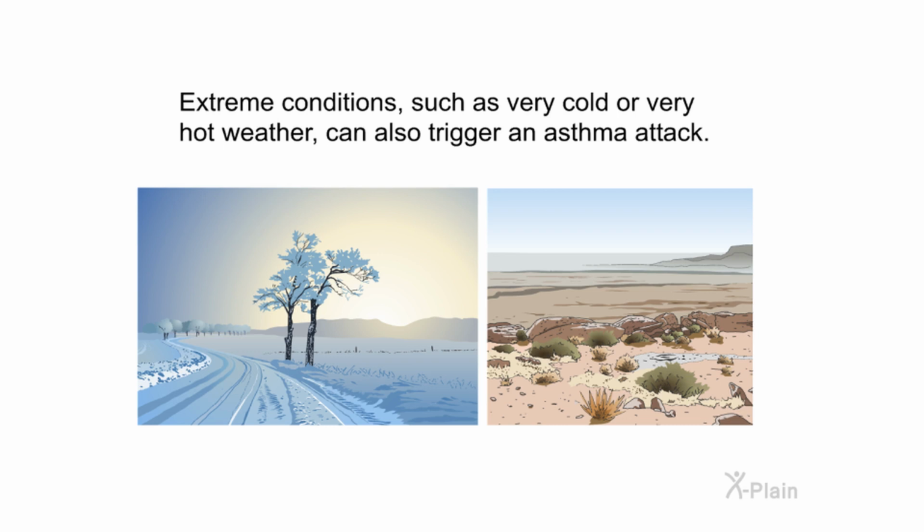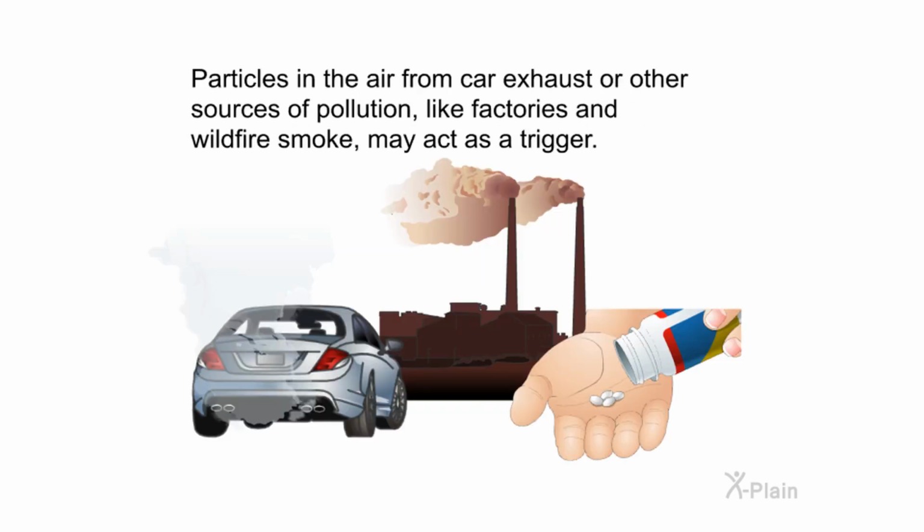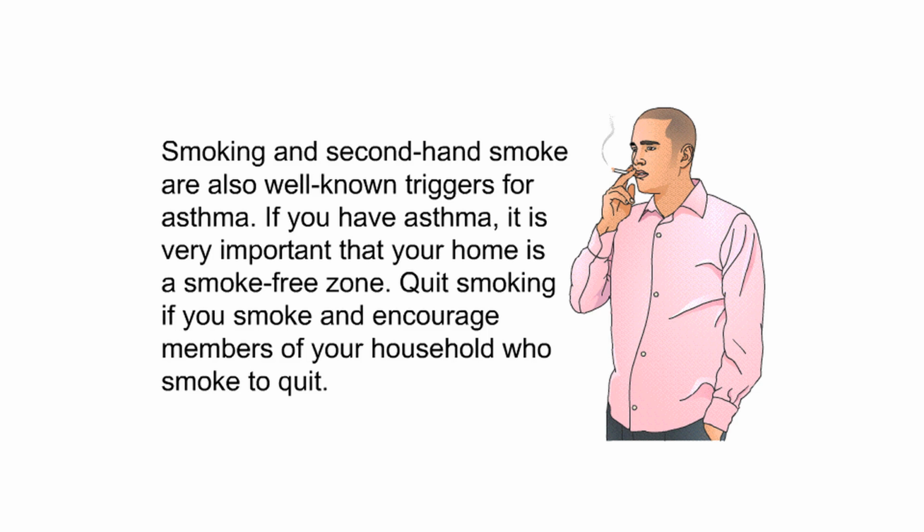Extreme conditions, such as very cold or very hot weather, can also trigger an asthma attack. Particles in the air from car exhaust or other sources of pollution, like factories and wildfire smoke, may act as a trigger. Smoking and secondhand smoke are also well-known triggers for asthma. If you have asthma, it is very important that your home is a smoke-free zone. Quit smoking if you smoke, and encourage members of your household who smoke to quit.